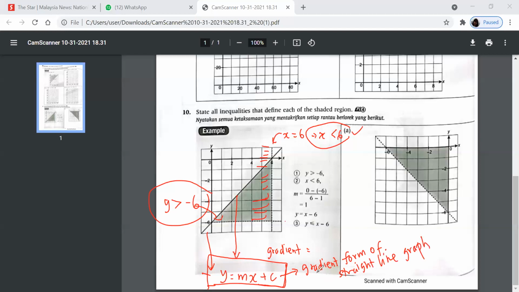Okay, why do we call this the gradient form? Normally y equals something x, for example 2x plus 5. Is this a straight line? X has no power, so it is a straight line graph. But what do we know about this straight line graph? The 2 gives us the gradient. The gradient is 2, the coefficient of x. That's why your m is the gradient.